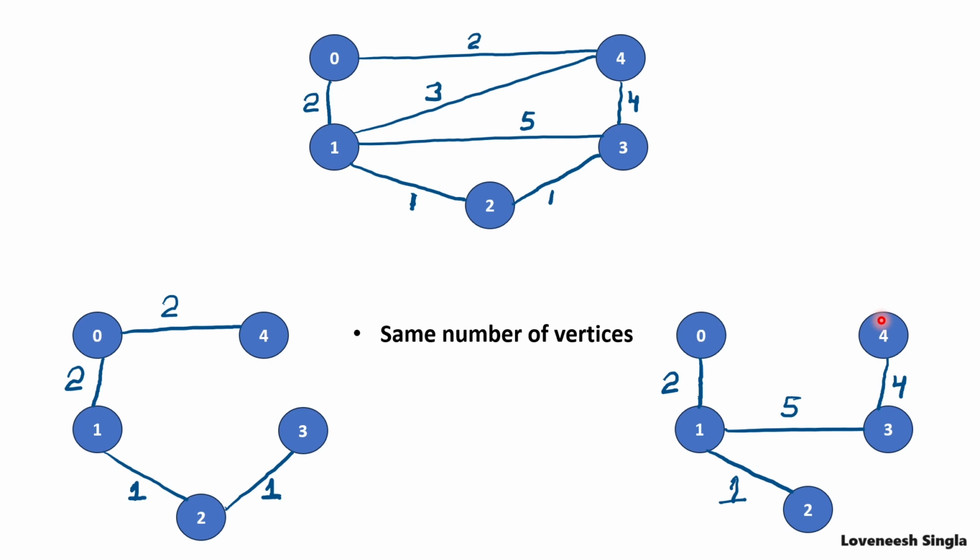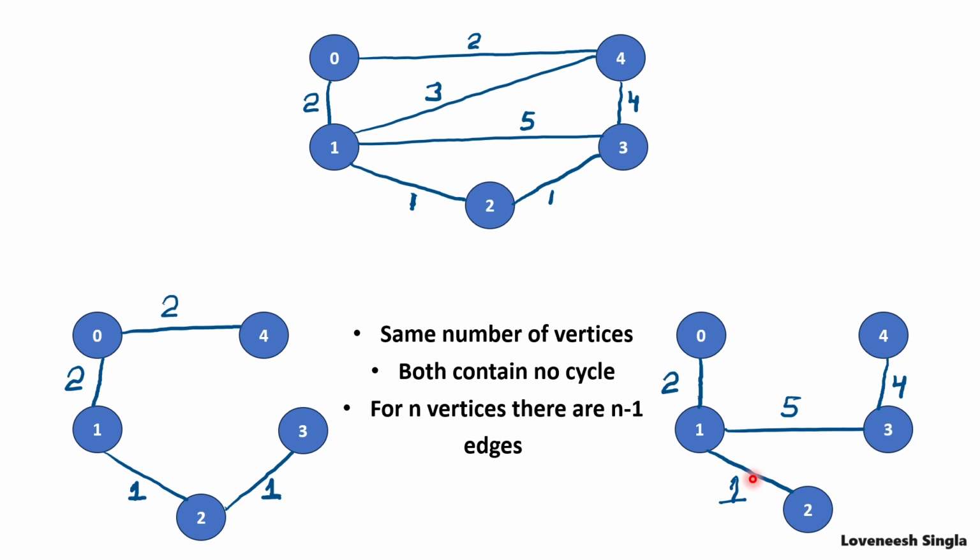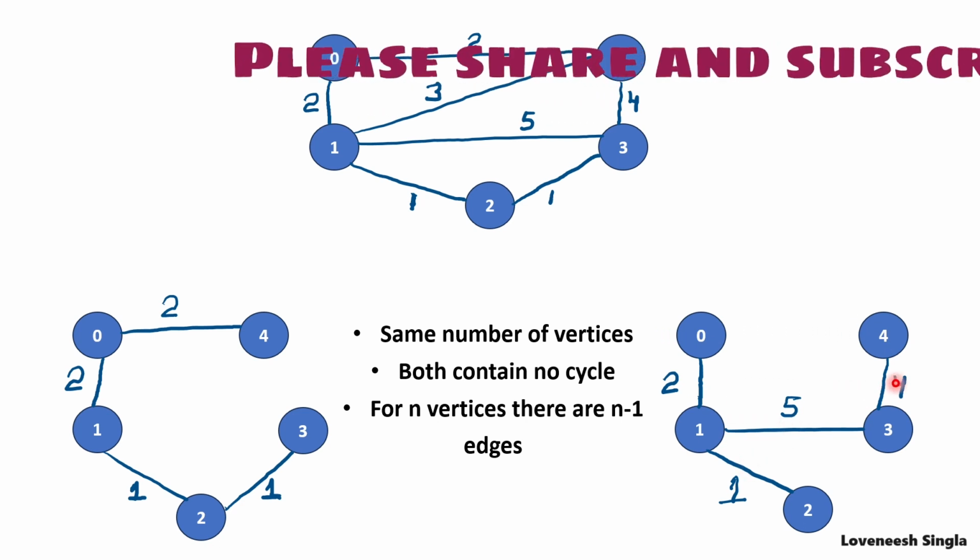Now second, both contain no cycle. We can see that in both spanning trees there is no cycle. So this is also passed. And third, for n vertices, there are n minus 1 edges. We can see that here are 5 vertices and 1, 2, 3, 4 edges. Same here. 5 vertices, 1, 2, 3, 4 edges. So that's why these two are the spanning trees of this graph.